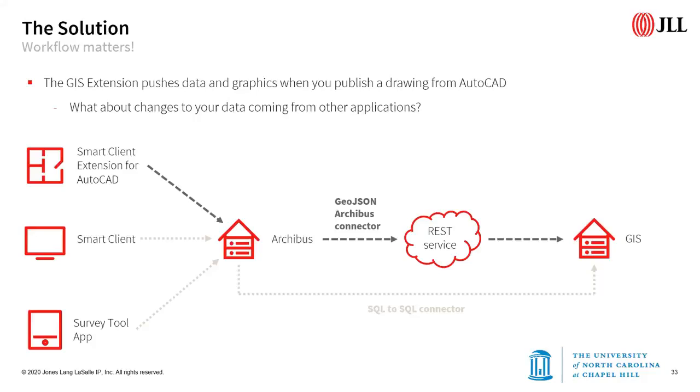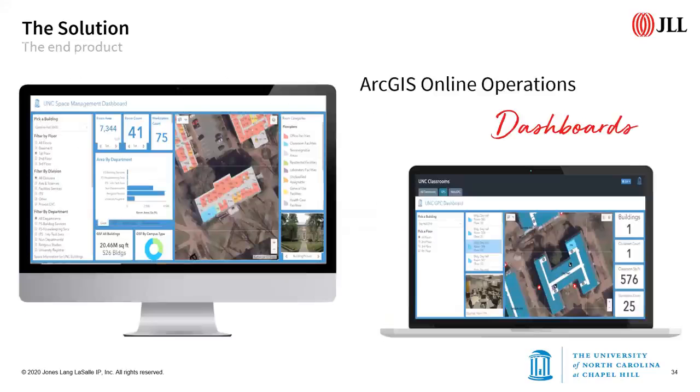So we went back to the team, and in no time we had a solution, a good solution. We set up some additional training with JLL, and they trained us to configure other Archibus connectors. This wasn't a GIS connector. In this case, it was a SQL to SQL connector that runs nightly to update just the data records. It's independent of geometry, but it updates all those records so we can catch all of those other edits that are coming through Smart Client in our survey tool.